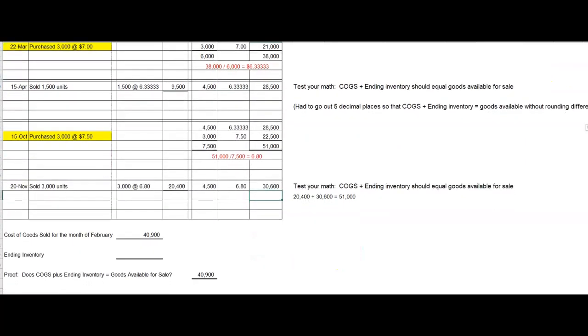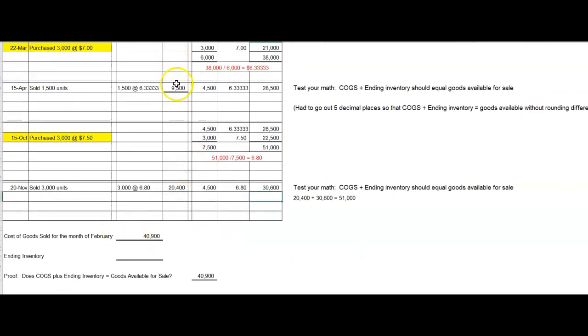So go ahead and finish out the worksheet. Get your total cost of goods sold for the 3 sales. Put in your ending inventory and then calculate to prove whether the cost of goods sold plus the ending inventory at the end of the year equals the entire year's goods available for sale. And yes, the answer is cost of goods sold of $40,900 plus ending inventory of $30,600 equals $71,500 goods available for sale throughout the year.